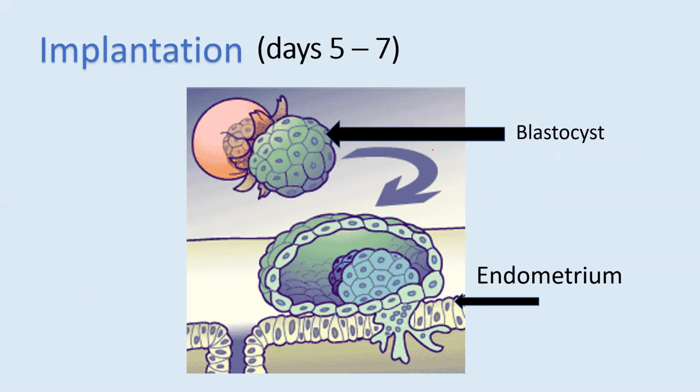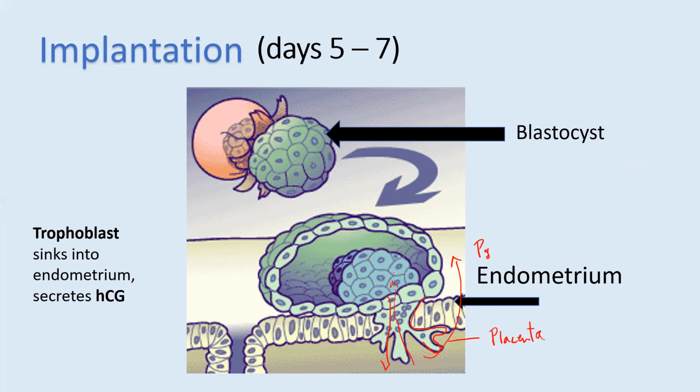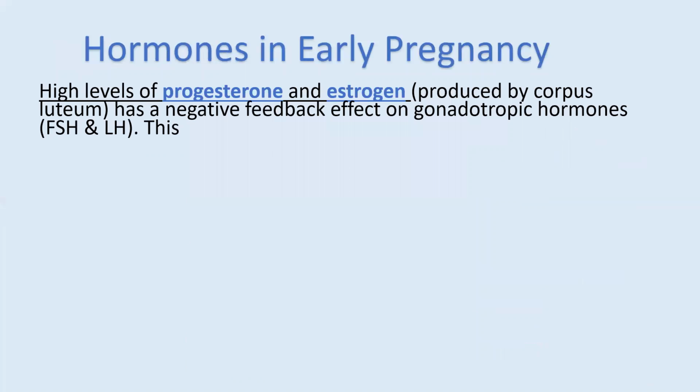Implantation, well, there's my blastocyst, and here we go. The trophoblast starts embedding itself into the endometrium, and this will form the placenta. The placenta will eventually release increasing levels of progesterone, and it will be the gateway between baby and mom. And the trophoblast releases human chorionic gonadotropin. So high levels of progesterone and estrogen produced by the corpus luteum has a negative feedback on gonadotropins. You can't get pregnant again.